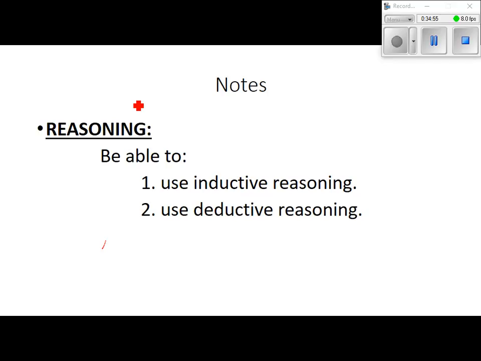Alright, go ahead and start copying this down. Reasoning. We're going to talk about reasoning. We're going to move extremely quickly. The title is reasoning. And what we're gonna do is be able to use inductive and deductive reasoning.